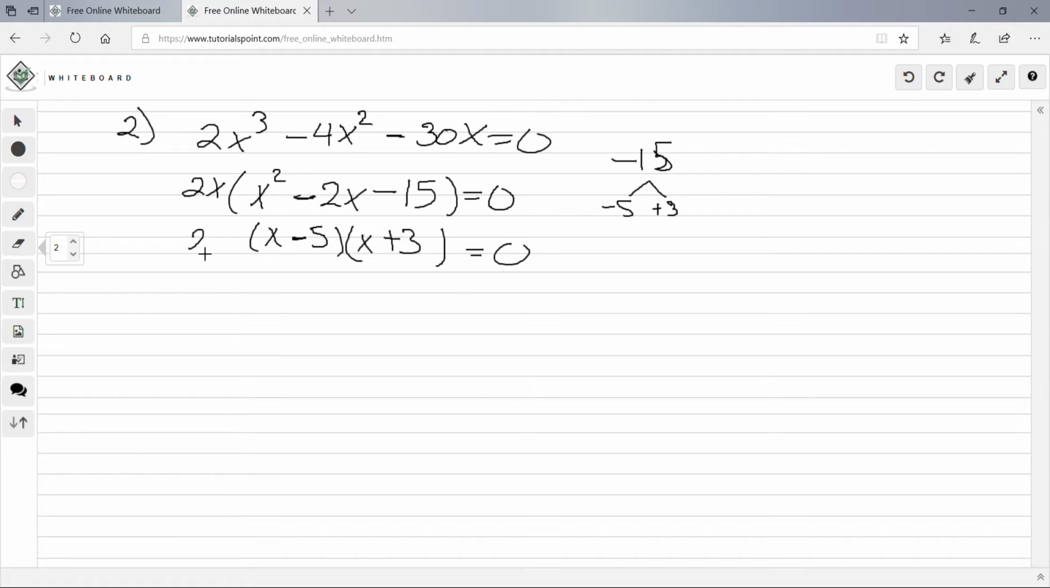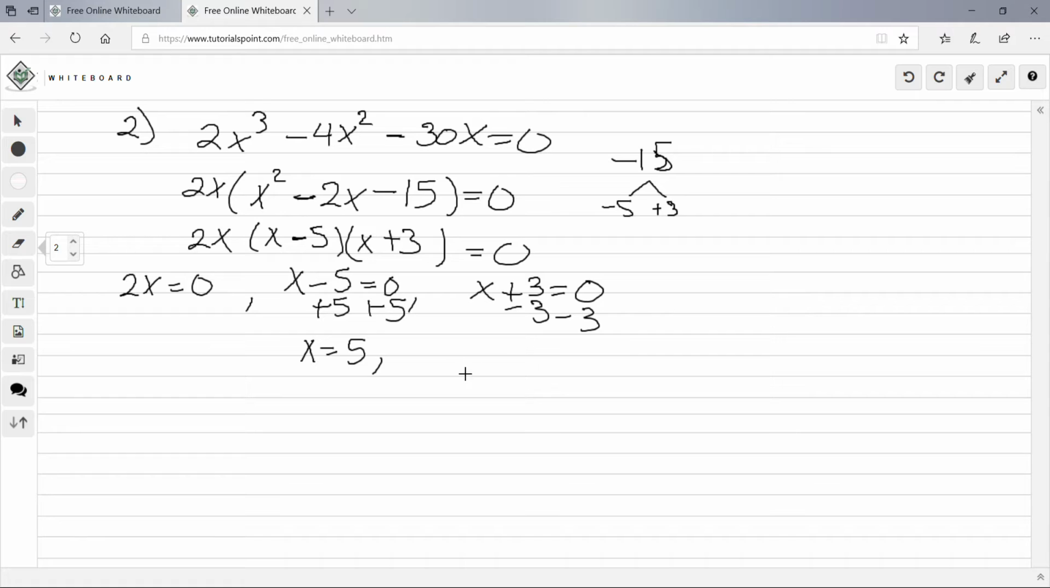And then don't forget the 2x. So we're going to get a total of 3 answers, right? Because we could break this into 3 parts. Remember, so 2x equals 0, and then x minus 5 equals 0, and then x plus 3 equals 0. So we can solve for x. So let's start with the x minus 5. I add 5 to both sides, so x equals 5. And then for this one, I subtract 3, so that should be x equals negative 3.